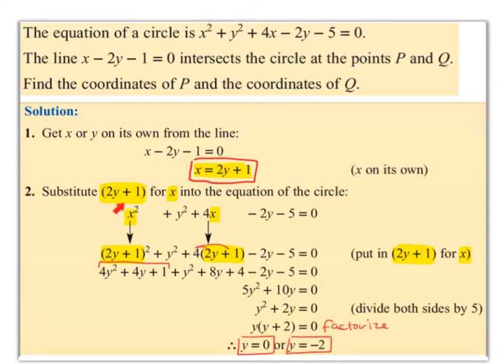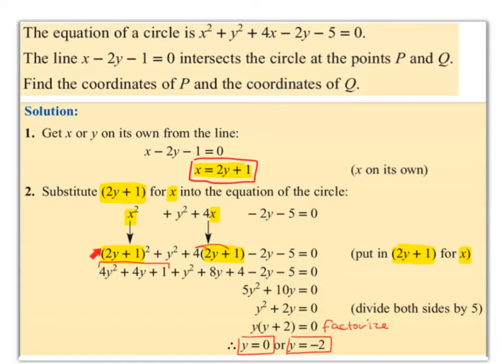So we swap that x for 2y plus 1 with brackets, make sure it's squared, bring down the y squared, bring down the plus 4, swap that x for 2y plus 1 again with brackets, bring down the minus 2y, the minus 5 and equals 0. So we've literally just put 2y plus 1 for x.